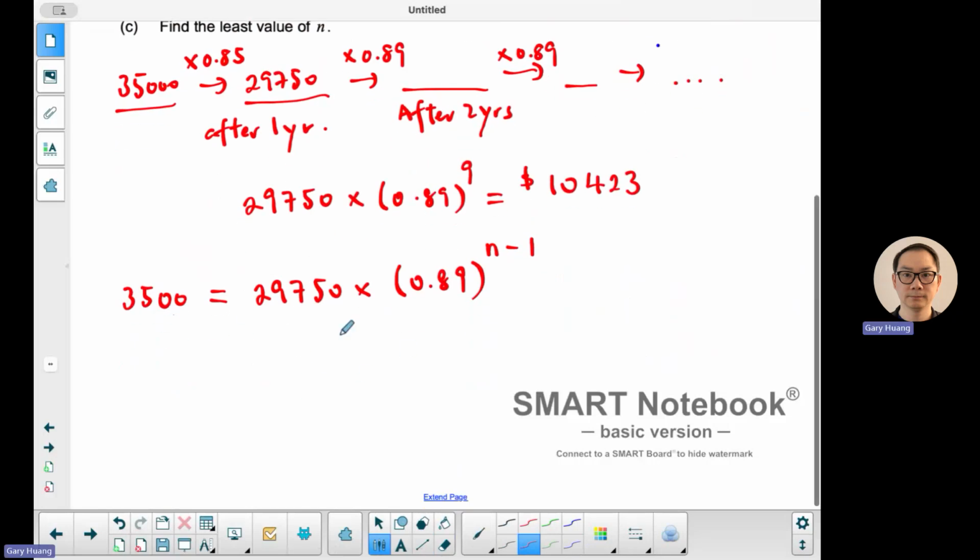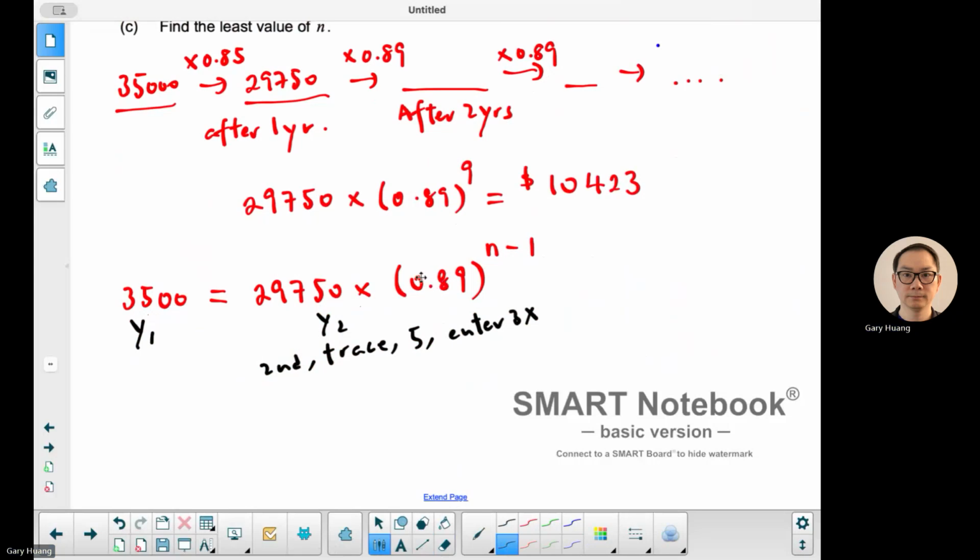So you can do this using a graphing calculator, y1, y2, second trace 5, enter 3 times. This is if you use a TI-84 Plus, or you can solve it using logarithms, right? Divide, log both sides and solve for n. It really depends on how you set it up. Here, the point of intersection after using the graphing calculator is 19.3643.